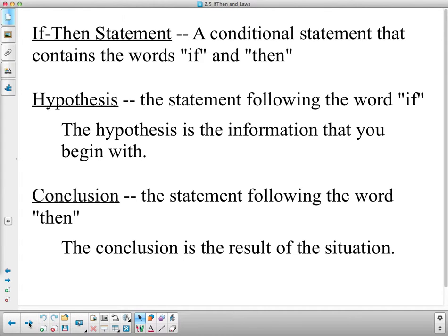If you have the sentence written with the words if and then, if it's written as a conditional, then it's real easy to pick out what's the hypothesis, what's the conclusion. If it's not, we're going to try and reword it so it is in a sentence that has if and then.